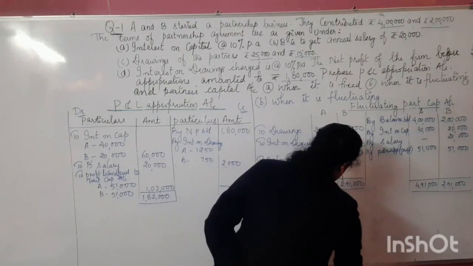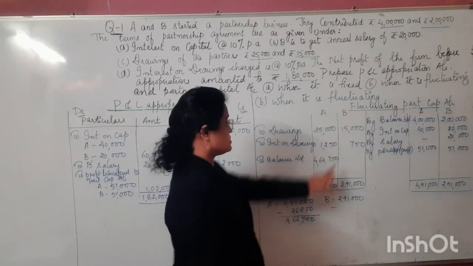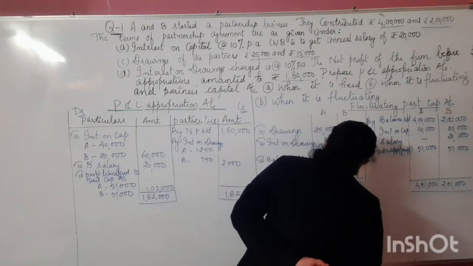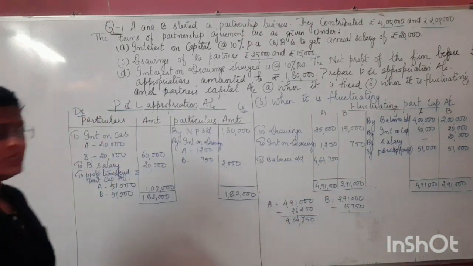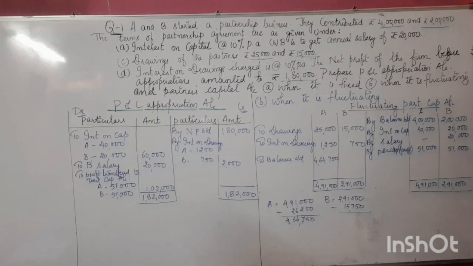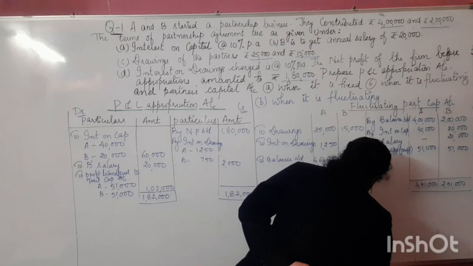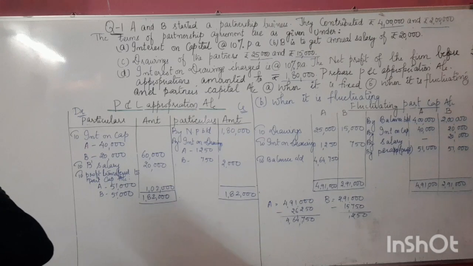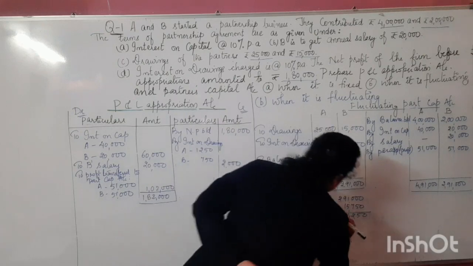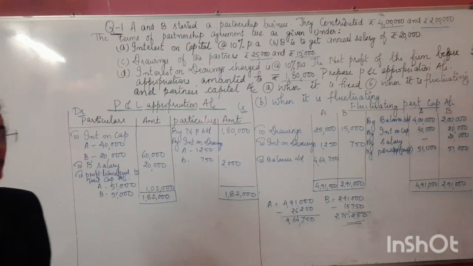I'm just writing it over here. 2,91,000 minus, what is the total of B's column of the debit side? We will be having 15,000 plus 750 is going to be 15,750. Let's subtract it. So, how much value are we supposed to get here? That is 2,91,000 minus 15,750. So if we deduct this, we will be getting the value 2,75,250.